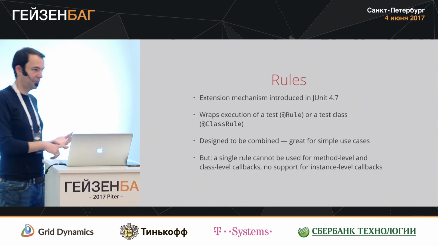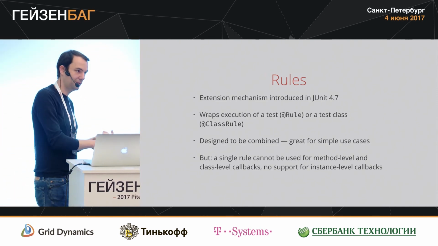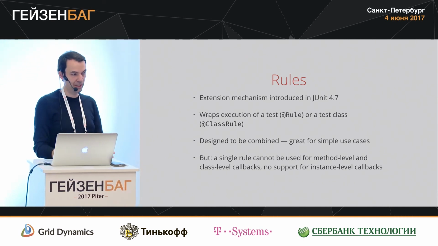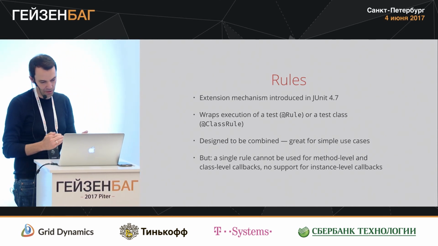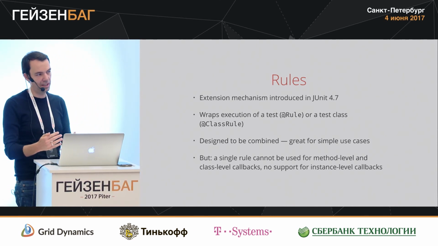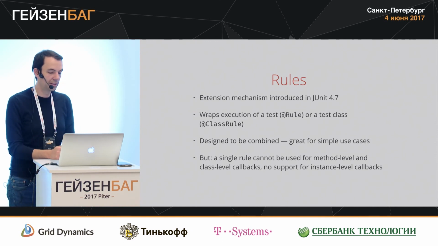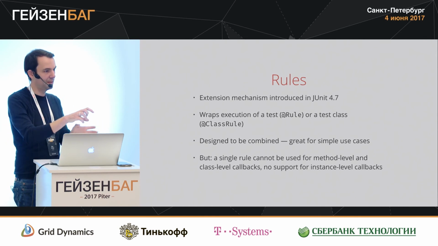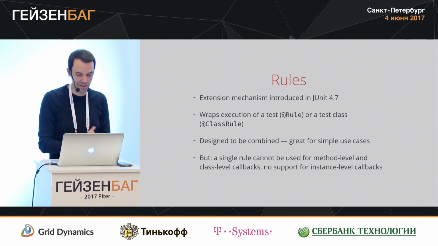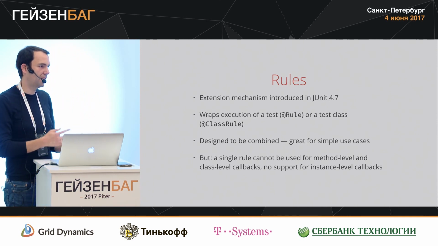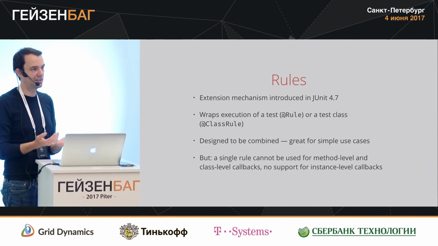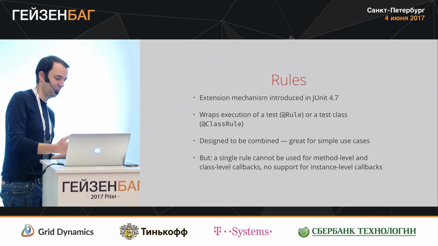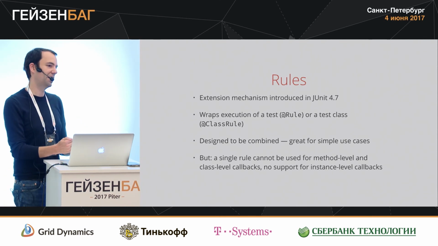Then we have rules, which is an extension mechanism that was introduced later, JUnit 4.7. Basically, a rule wraps around the execution of a test or a test class. And yeah, you can execute any code before that, after that, that kind of thing. It's really great for simple use cases. So you can have your setup externalized in some class, reuse it across test classes. That's nice. However, a single rule cannot act on the instance and the class level. So that's a really strong limitation. And yeah, so we didn't really think that we could build on that extension concept.